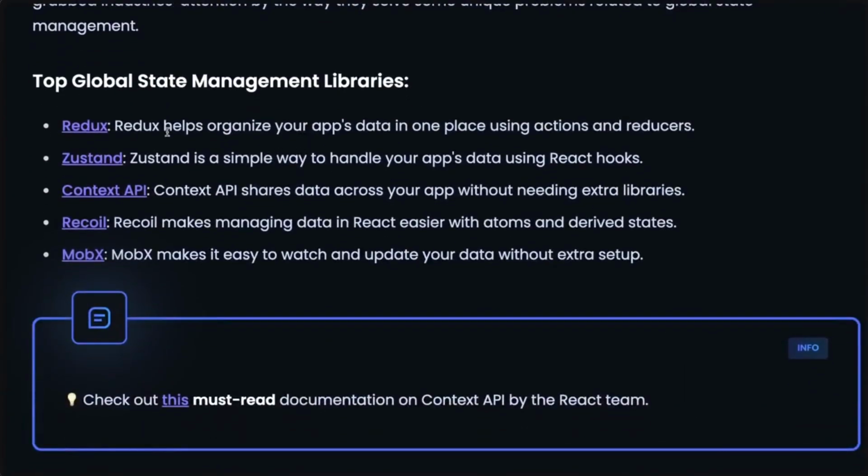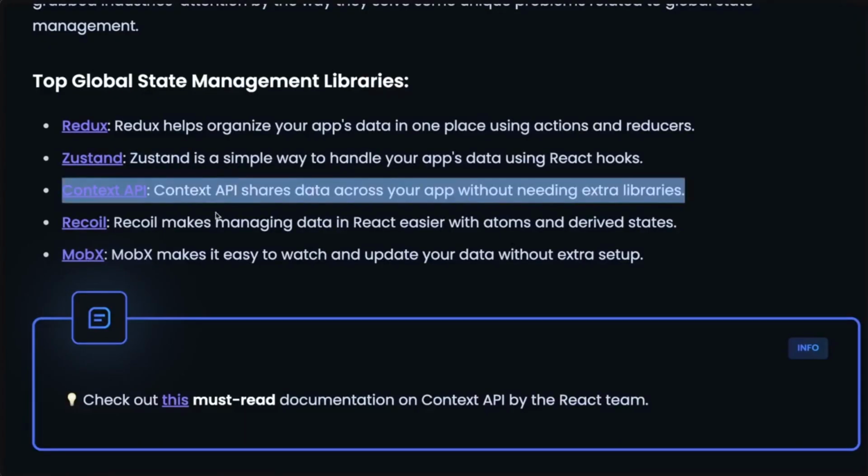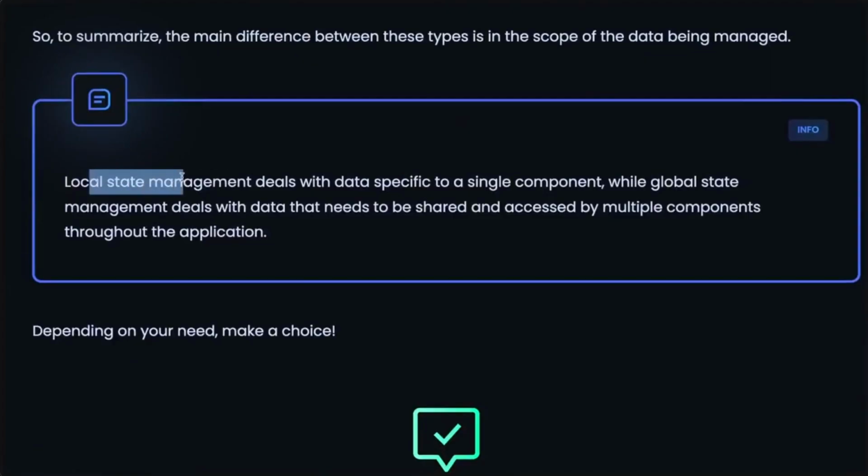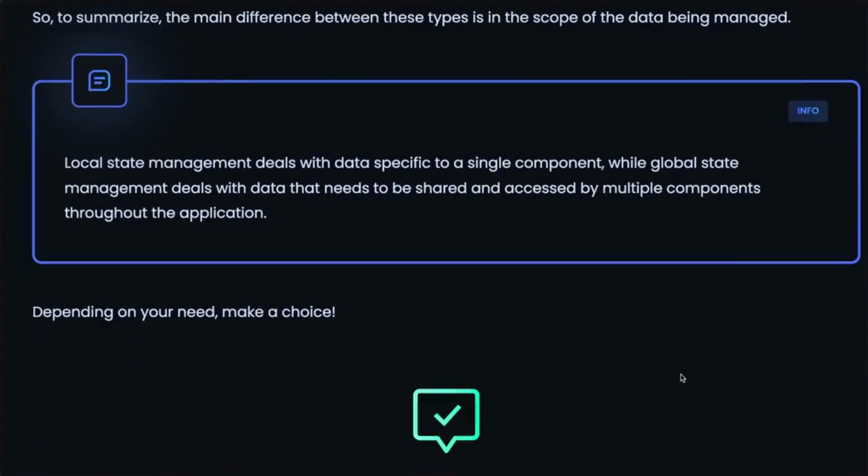There are many options, like Redux, which is very complex, Zustand, which aims for simplicity, Context API, Recoil, and even MobX. But it's important to understand that there isn't a single best library among the others. Each one offers a unique approach to state management and addresses different problems effectively. So rather than debating with other developers on Twitter, consider your specific problem and architect the solution by using the library that works best for you. So to summarize, we have local state management and global state management and different libraries that allow us to handle it.